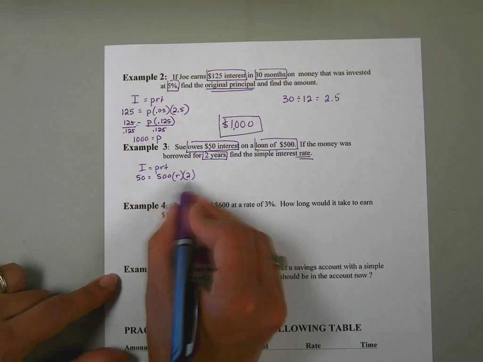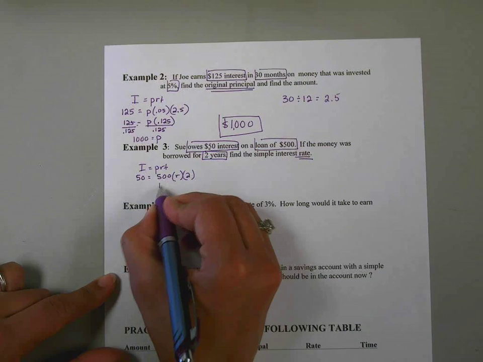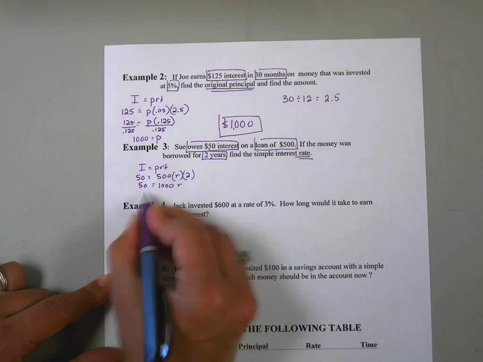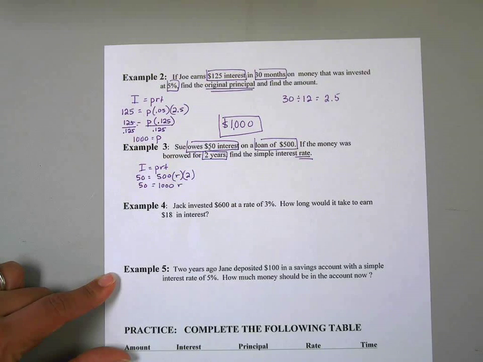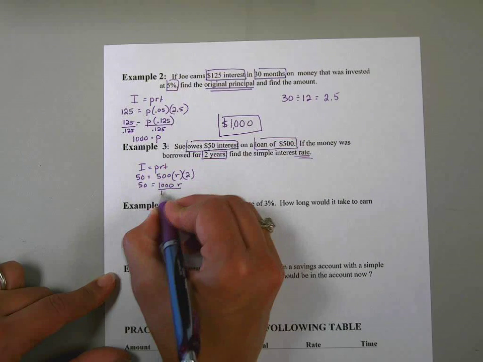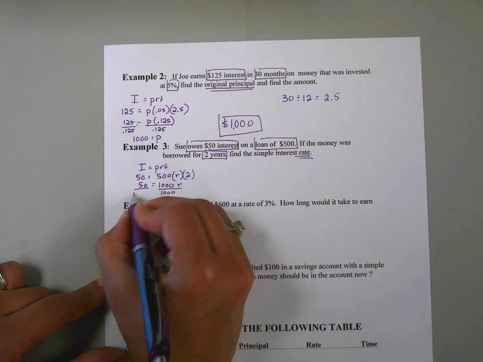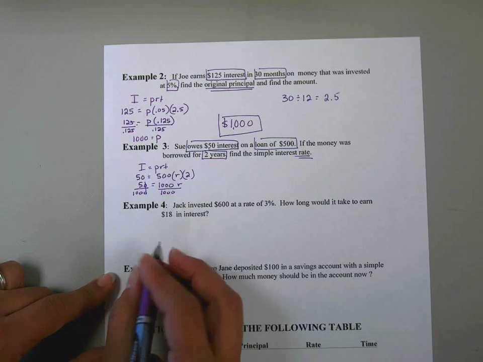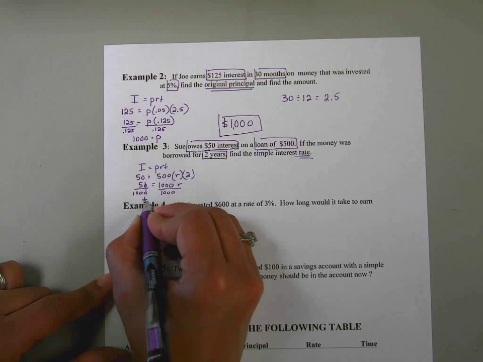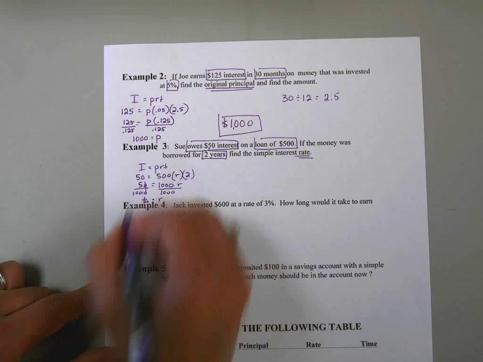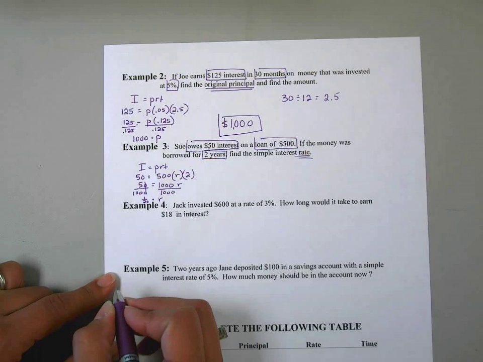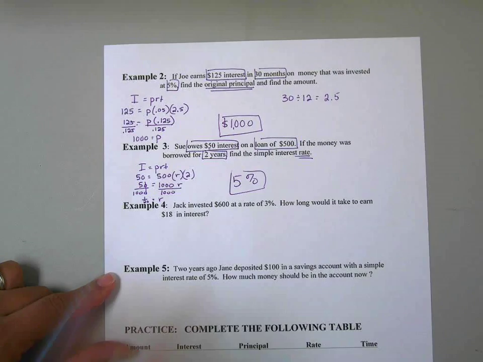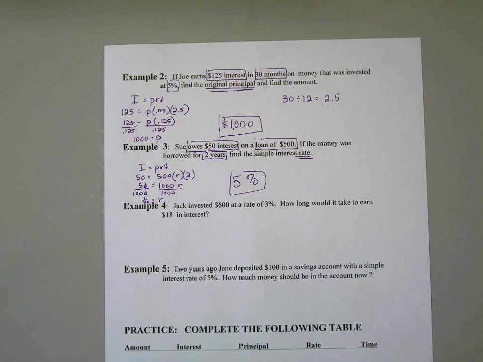So multiply everything. 500 times 2 is 1,000. Now I have 1,000R equals 50. Divide both sides by 1,000. I can reduce this down. 5 hundredths reduces to 1/20th, or we know that 5 hundredths is 5%. I didn't even have to do the division there.